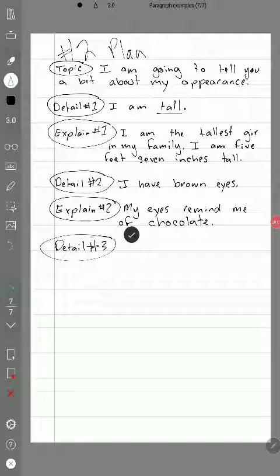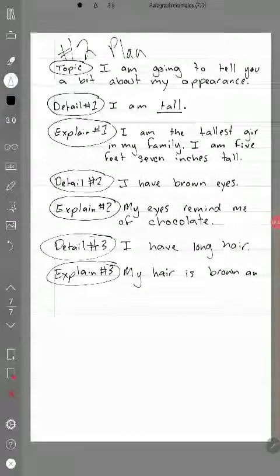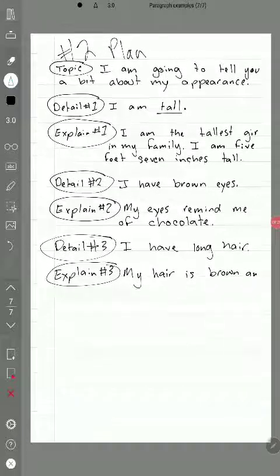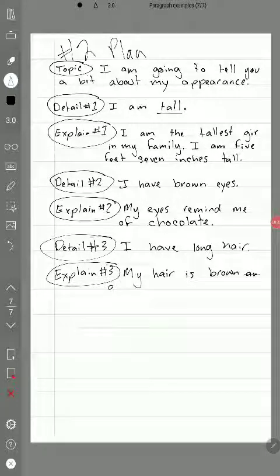I'm going to say that I have long hair. Explain that with some more information. My hair is brown, and apparently I need to get rid of that one and move it over, and straight.